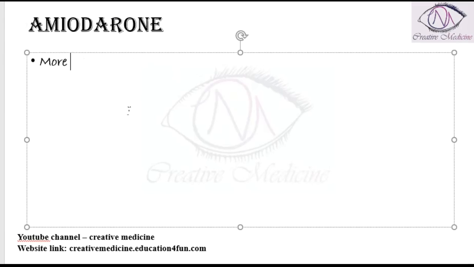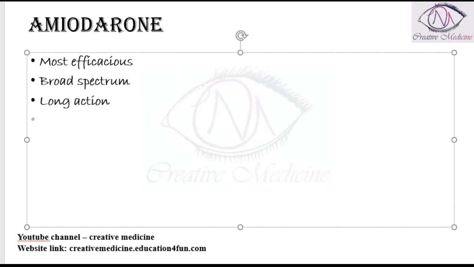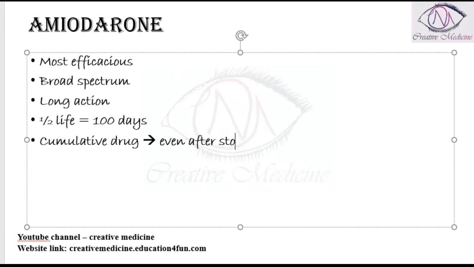Amiodarone is the most efficacious drug. This amiodarone is actually a broad spectrum drug which is long acting with a half life of around 100 days. And this amiodarone is a cumulative drug. Cumulative drug means even after stopping the drug, the effect will persist for some days.